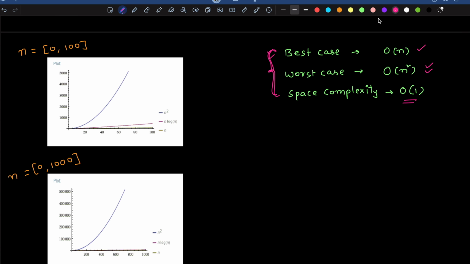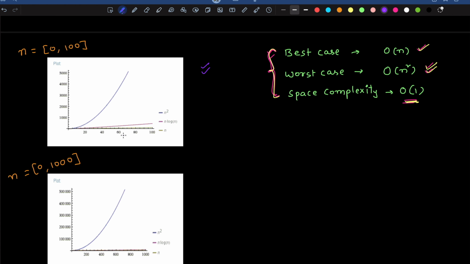Since we understood the time complexity and the space complexity of the insertion sort algorithm, where the best case time complexity is order of n, the worst case time complexity is order of n square, and the space complexity is order of 1, now I just want to show you all of these things through a graphical representation so that you get a better idea about how the time changes with respect to my input value, that is n, right?